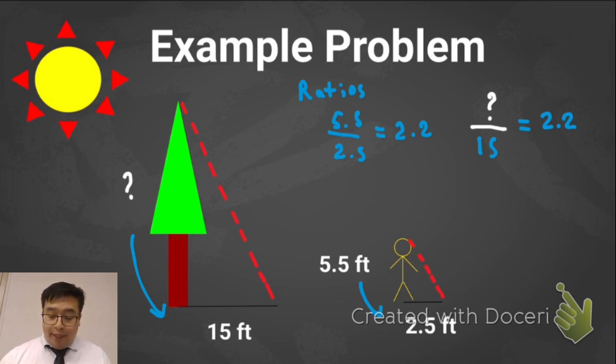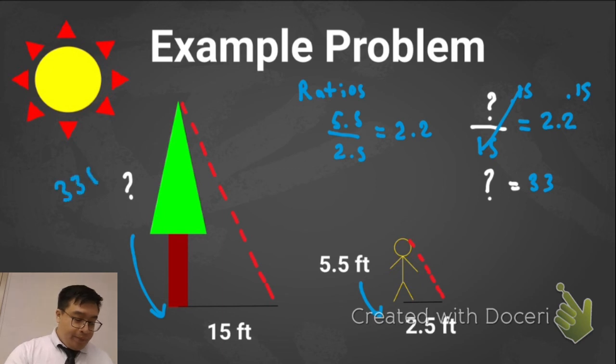I can solve this by canceling out the division. Let's multiply by 15 on both sides. Cancel out. So I know that the height of the tree is going to be 2.2 times 15. And like we said earlier, that's going to be 33. So the height of the tree is 33 feet. So whether you use scale factor or ratios, knowing that the sun's rays hit at the same angle, we can compare the two similar triangles and find the missing side.